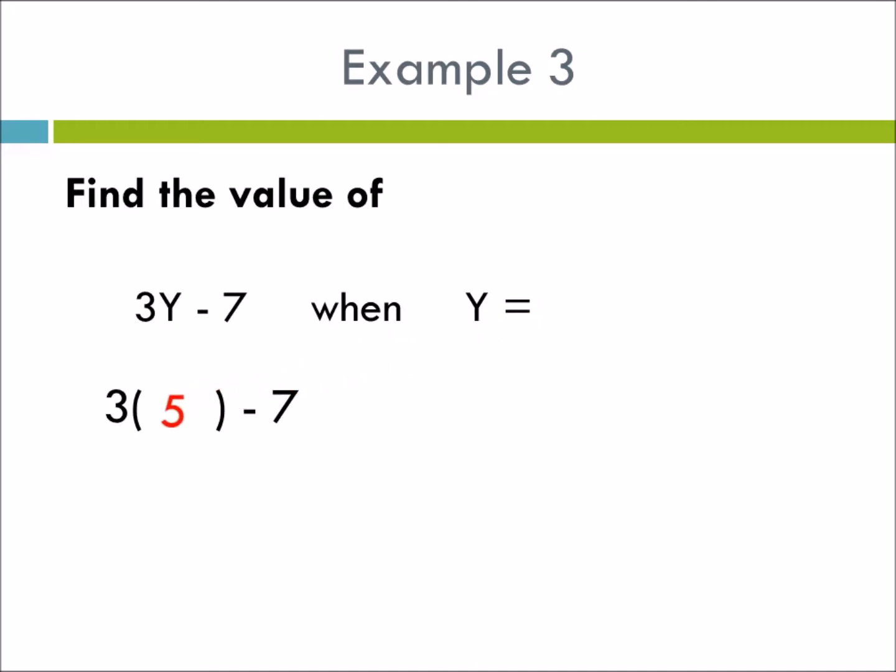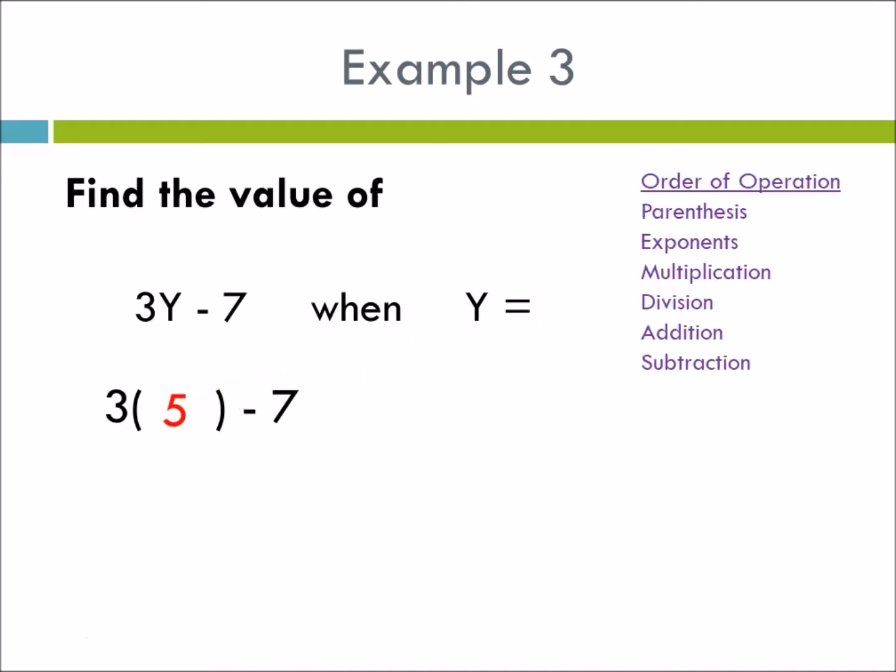Now let's also introduce the term order of operations. Order of operations says these are the orders that I need to think about in order to do the problem. If I have any parentheses, I would do that first. If I don't have that, I would go to the next order, which is exponents. If I don't have that, the next order would be multiplication. The next order is division. The next order is addition. And the final order is subtraction.